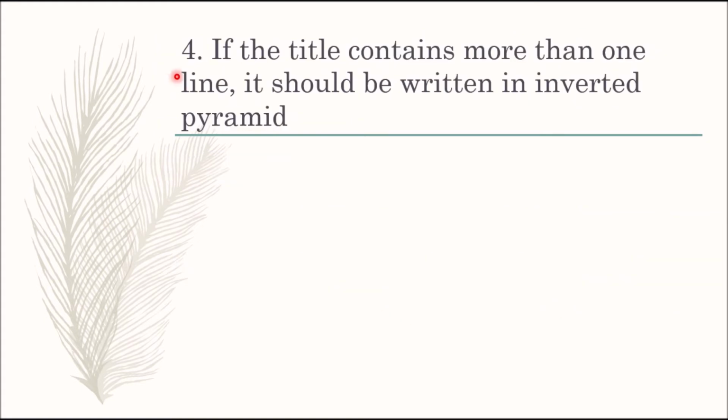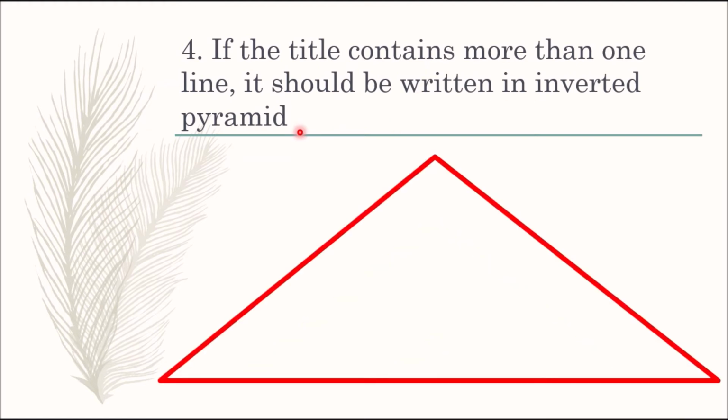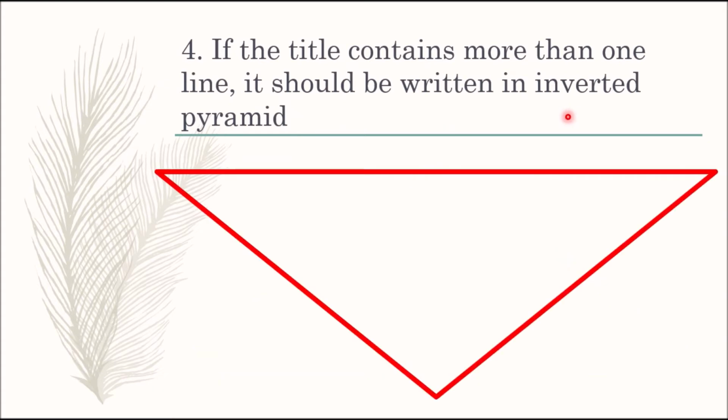Next, number 4. If the title contains more than one line, it should be written in inverted pyramid. What is a pyramid? Of course, you have seen a pyramid, right? The pyramid is very common in Egypt. Okay, so that is a pyramid. But what is an inverted pyramid? Of course, it is upside down. When we say inverted, its direction is on the reverse side.